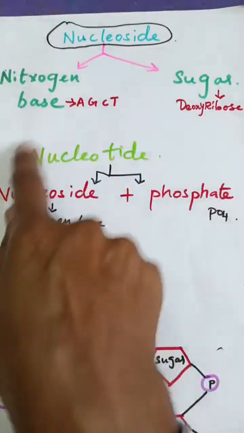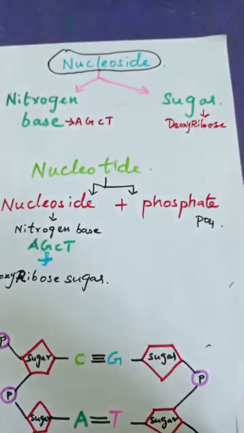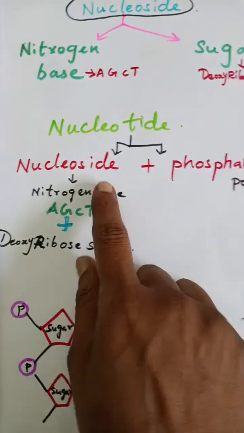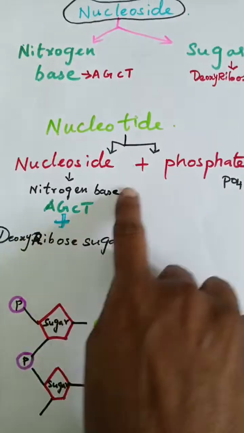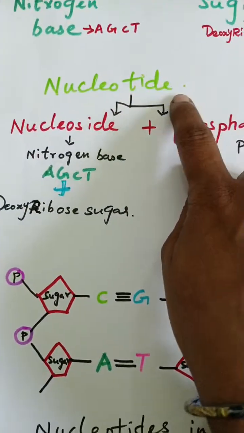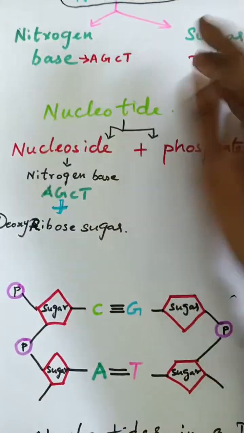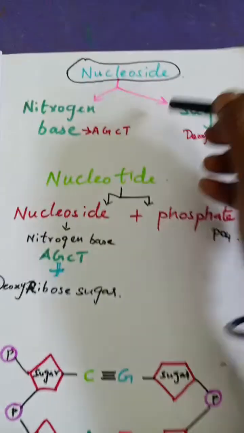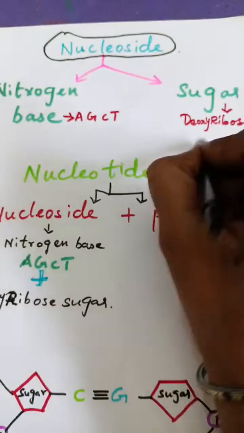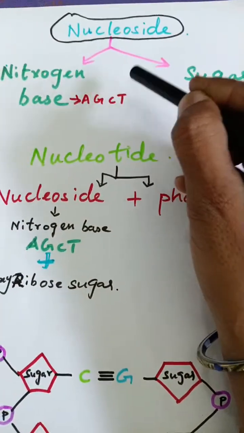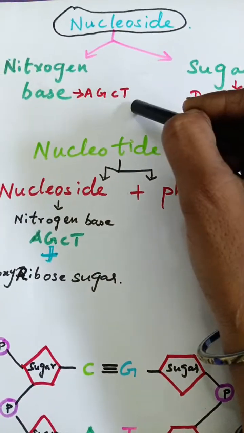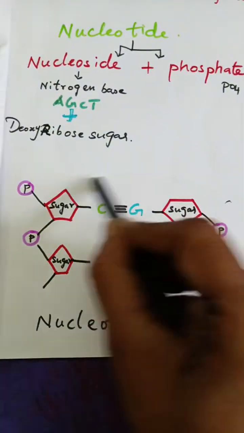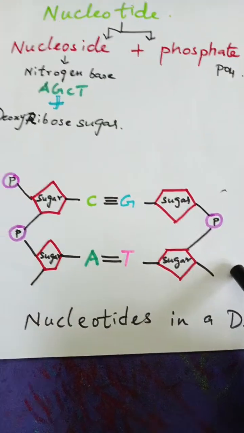Understood? A nucleotide has three constituents. What are they? The deoxyribose sugar, the nitrogenous base, and the phosphate. These three constituents should be there for a nucleotide. If the phosphate group is not there, then it contains only two constituents, and that is the nucleoside. Is that clear?